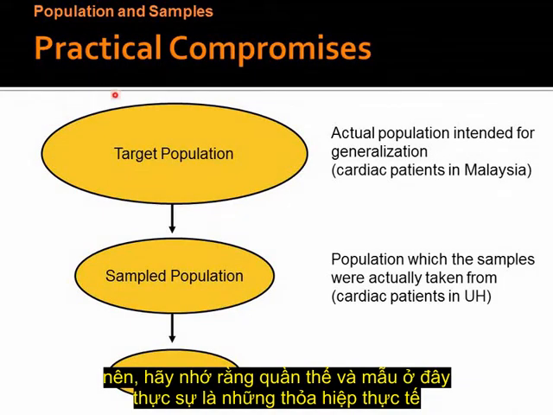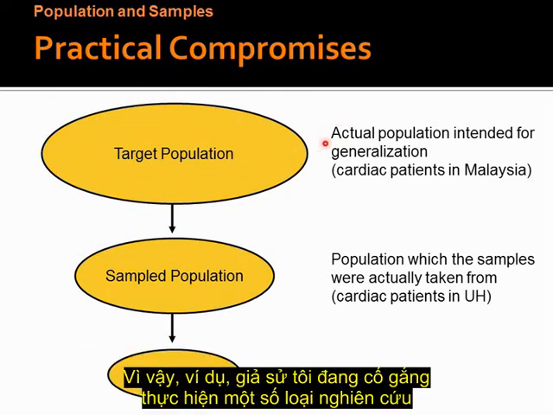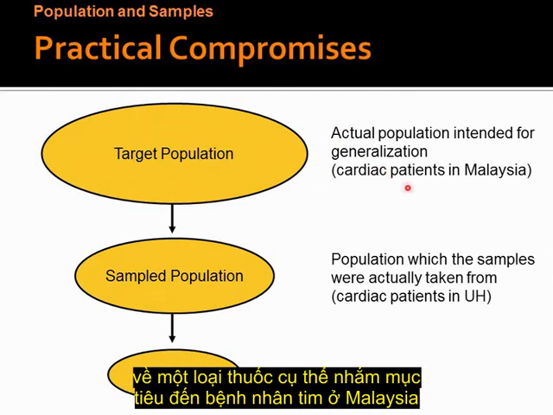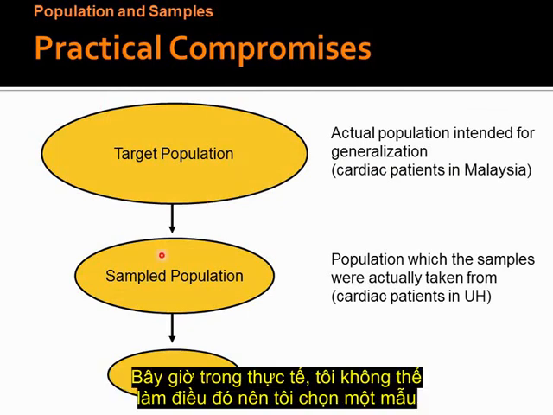So keep in mind that population and samples here is really about practical compromises. If you had infinite money and infinite time and infinite manpower, then you would try to measure the entire target population which you're interested in. For example, let's say I'm trying to do some kind of study about a particular drug that's targeted towards cardiac patients in Malaysia. So if I had infinite time, infinite money, I would measure all of them, test all of my target population. Now in reality, I can't do that, so I pick a sample.